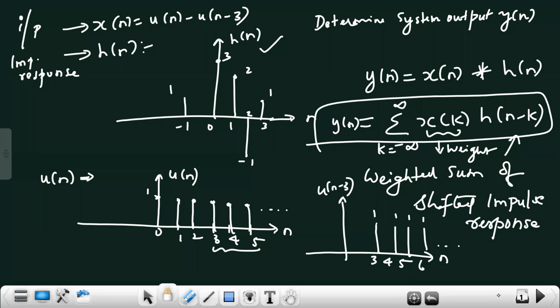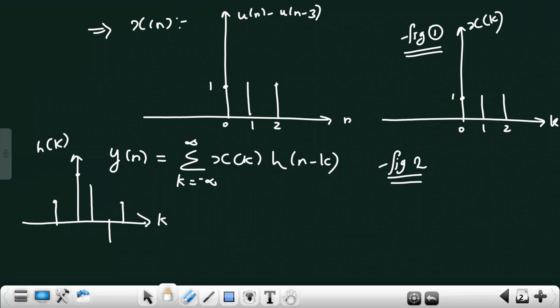And why are you plotting h of k? Because you need h of n minus k, as shown in this particular equation. This is the equation for convolution. When you observe that equation, you need x of k and h of n minus k. That is why I am plotting x of k as figure number 1. And then in order to plot h of n minus k, you will first plot h of k, then h of minus k, and then h of n minus k. Understood? So already I have plotted h of k as of now. To plot h of n minus k, first you need to plot h of k. So how will you plot h of k? Just by replacing n with k.